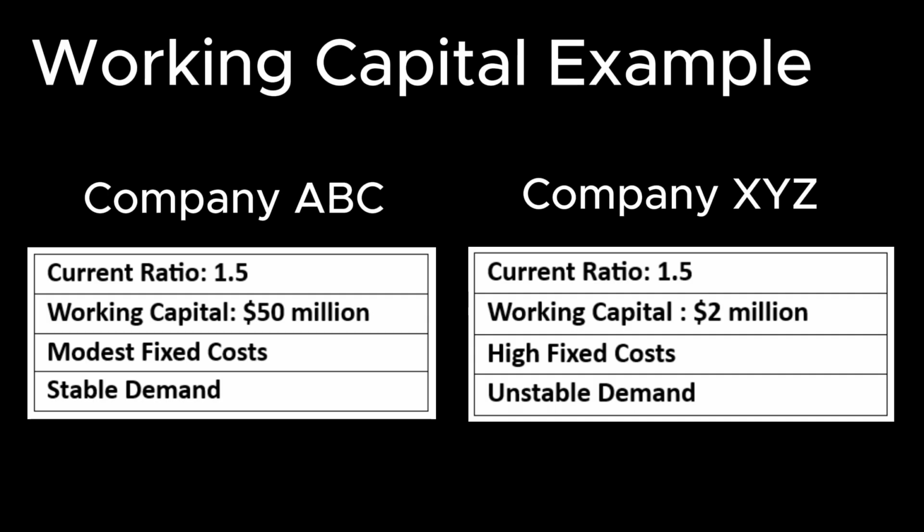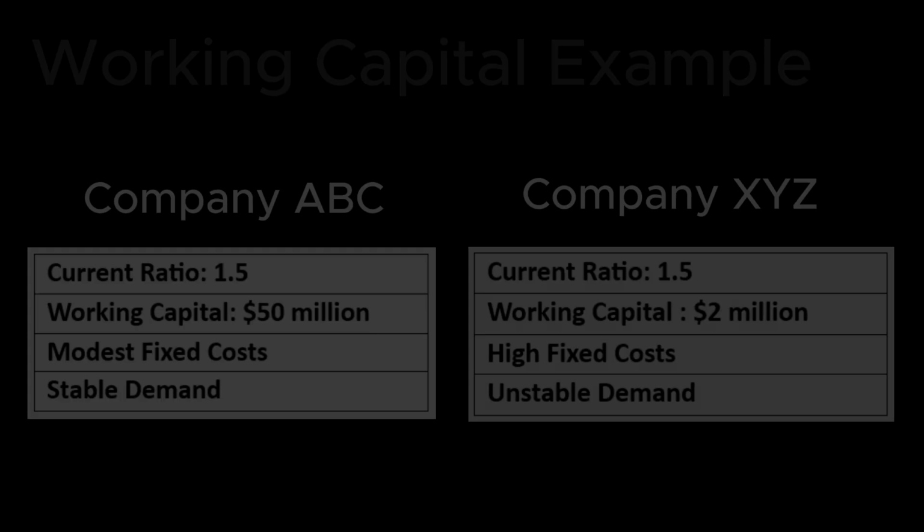So the actual dollar amount of the buffer between current assets and current liabilities, and some of the other data points as well, like cost structure and the cyclicality of the business, can provide us with a bit more color to evaluate the company's safety. Here's another useful way you can think about working capital. You can ask yourself the following questions.